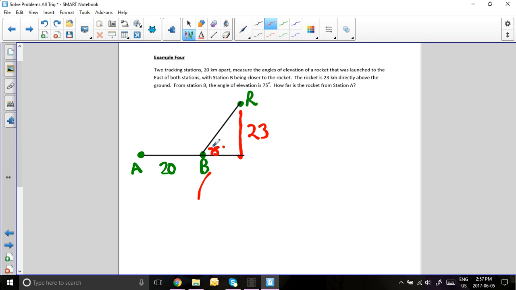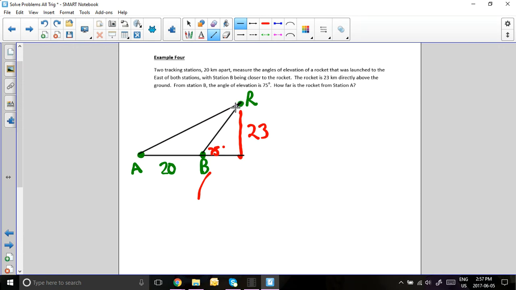So we know how long A to B is, but we need to figure out how long A to R is. How far is the rocket from station A? So we need to find out the distance from A to R. So let's draw that in as well.